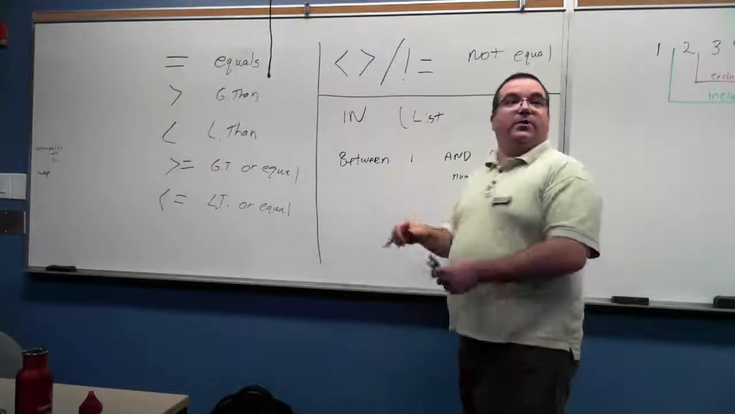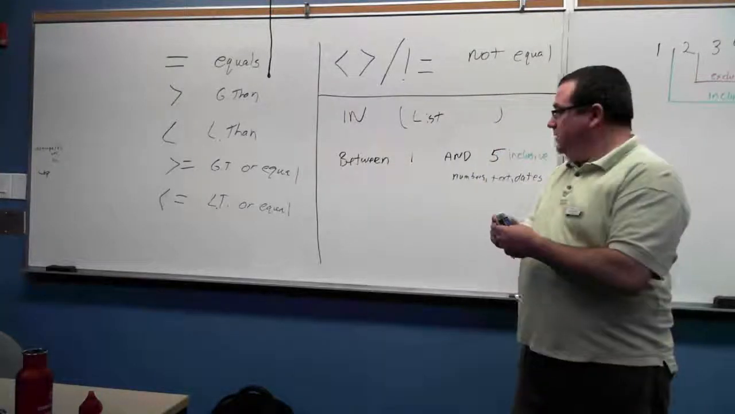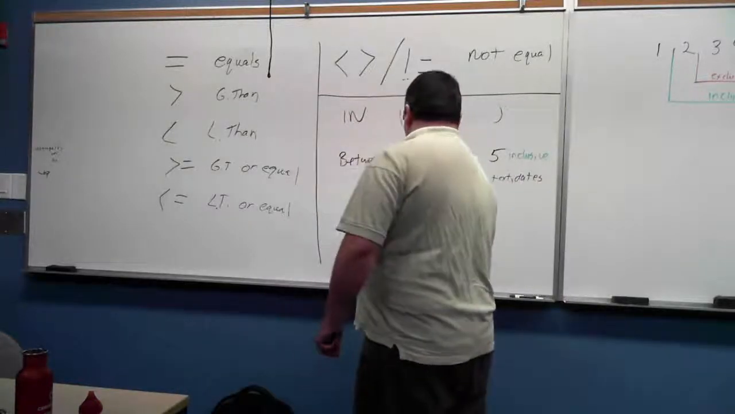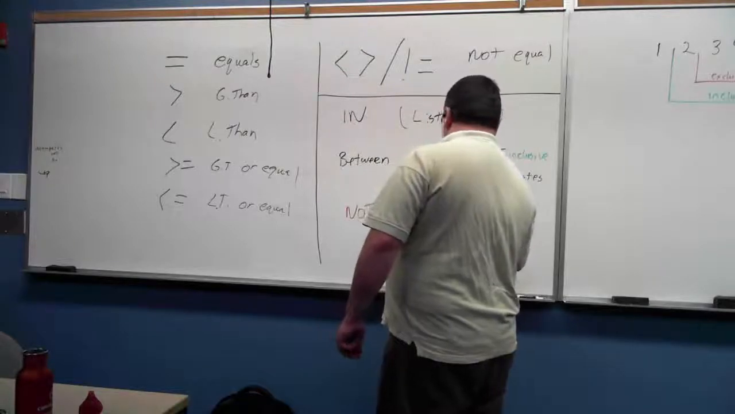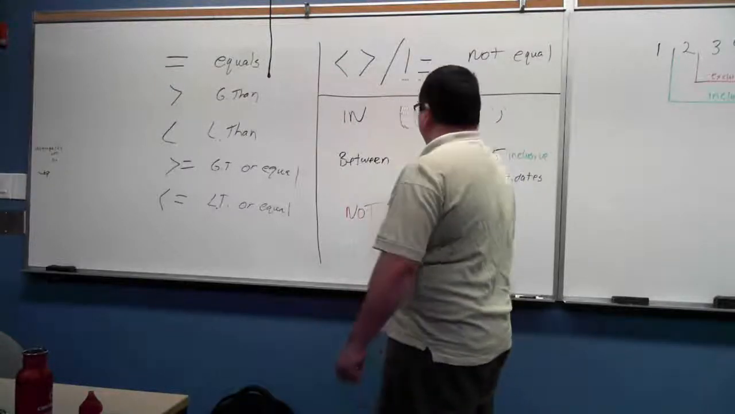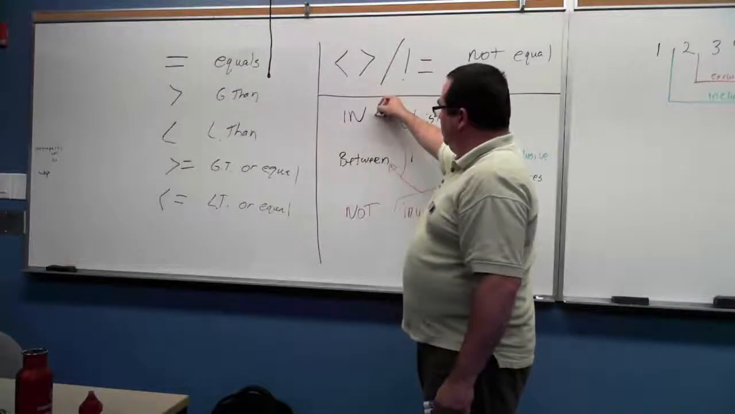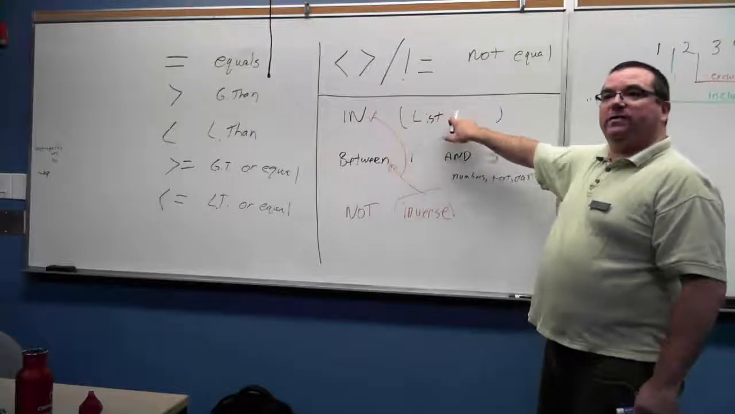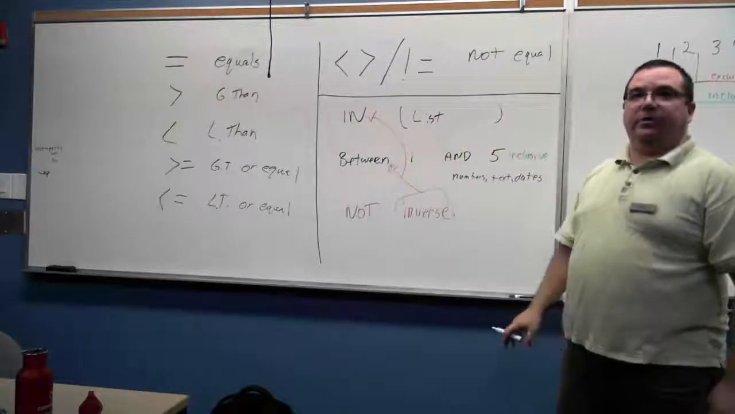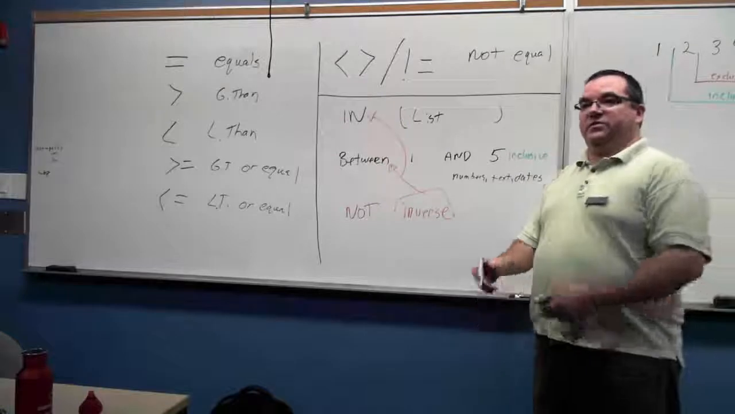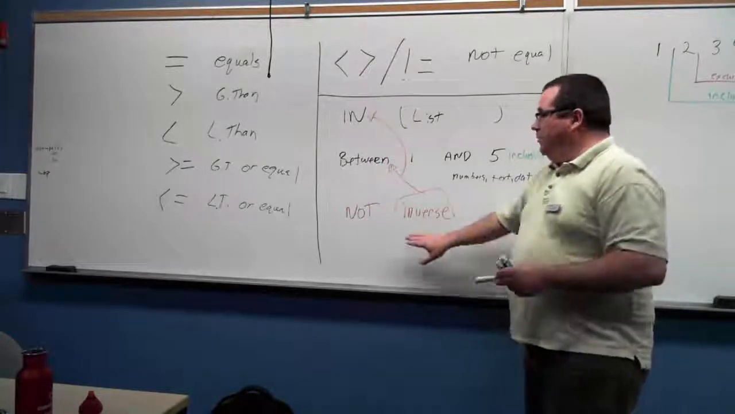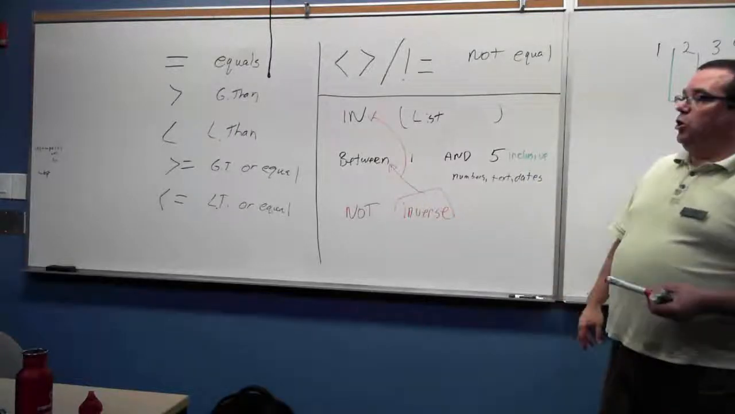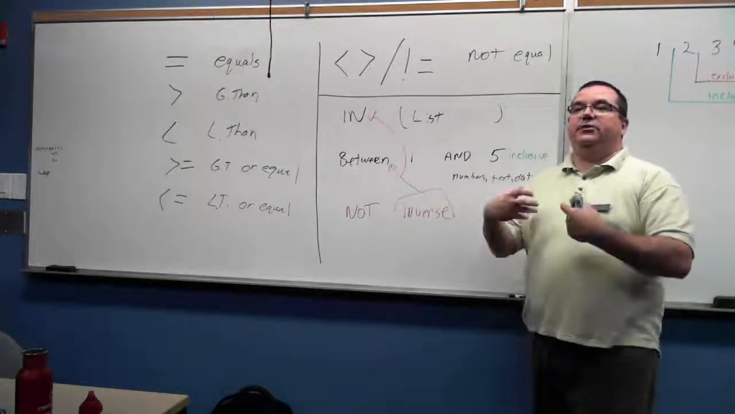Pardon? Anybody? Not. Not gives you the inverse of these guys. So if you have a list of 2, 3, 4, and you go not 2, 3, 4, it gives you everything but 2, 3, and 4. It inverts the selection. Which leads us to the next step, which is the things that allow you to use more than one clause.